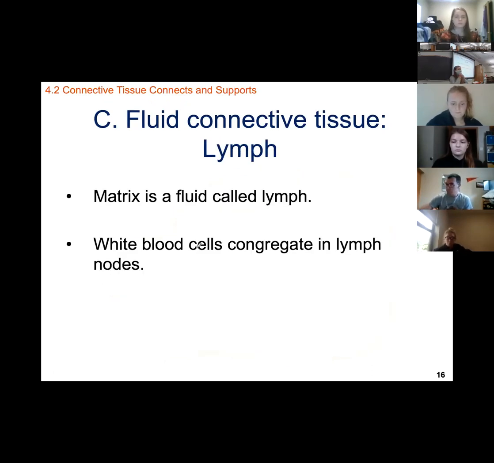And then we have lymph. This matrix fluid is called lymph. The white blood cells congregate in the lymph nodes. You've maybe heard of that word before. So remember when I said white blood cells are important for fighting off infection? This is the lymph, this is that fluid. It's also important for fighting off invaders, infection in your body. You are very thankful probably for these, and it's also very difficult for people who have some sort of immune deficiency or things like that, where they're not able to fight off infections as well as somebody else.